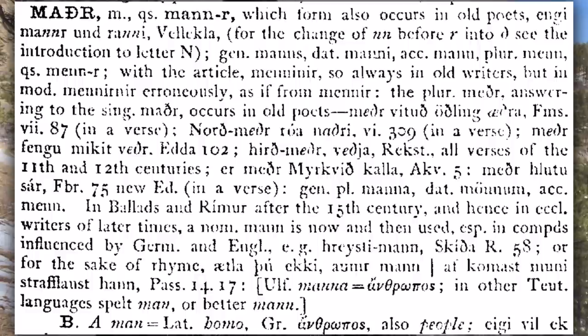So here he's showing you all these obscure forms you're never going to see, all verses of the 11th to 12th centuries, so many examples of this thing you're not going to see. Genitive plural, dative, accusative menn. Ballads and rímur after the 15th century, and hence in ecclesiastical writers of later times, a nominative maðr has now been used, especially in compounds influenced by German and English, e.g. Christiman, or for the sake of rhyme. Anyway, then it gives you Gothic, Ulfilas, manna equals the Greek anthropos, man, and other Teutonic, i.e. Germanic languages, spelled man, or better, man. Always judgmental. And then the definition, a man equals Latin homo, Greek anthropos, also people, and then gets into all the examples.